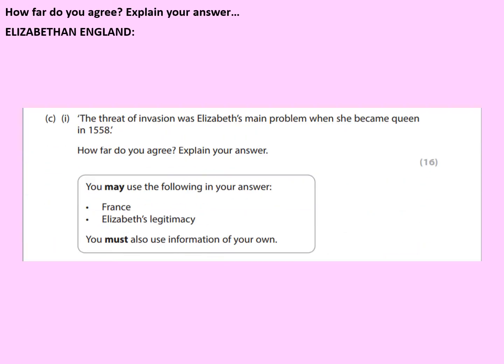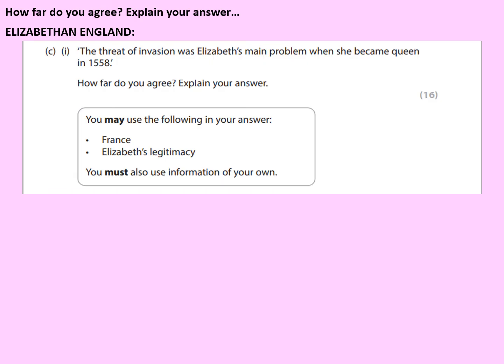Now we've had a go at an example answer, you might want to have a go at answering one of your own. You could choose one of these questions here. The threat of invasion was Elizabeth's main problem when she became queen in 1558. How far do you agree? Explain your answer. You may use the following in your answer: France and Elizabeth's legitimacy. You must also use information of your own.